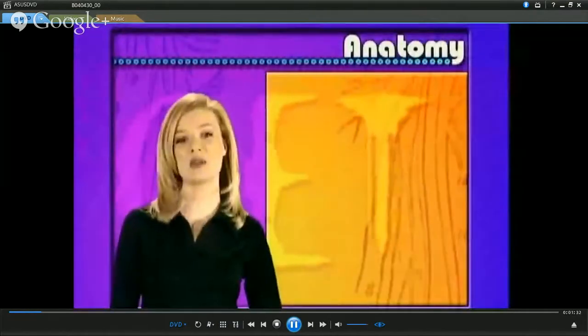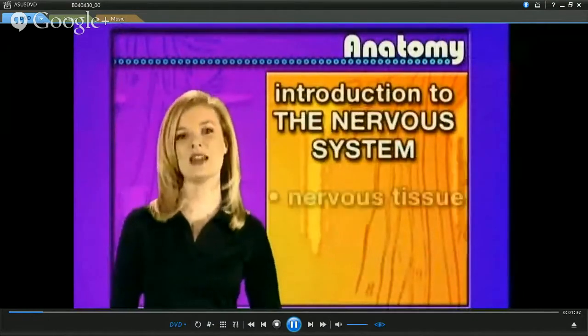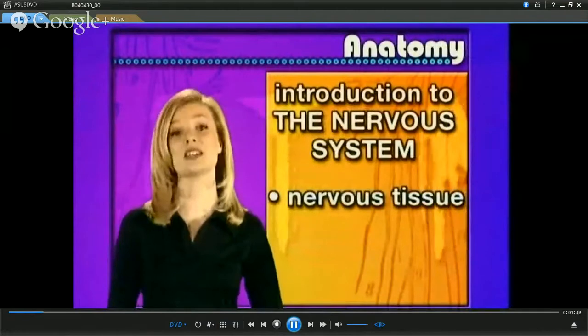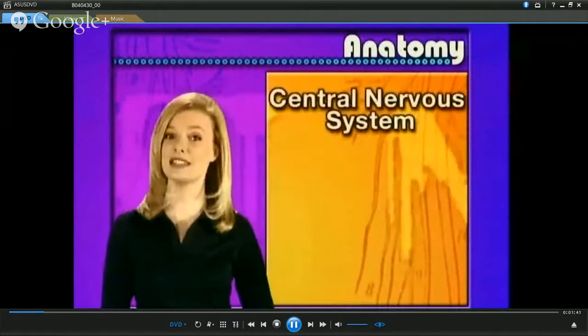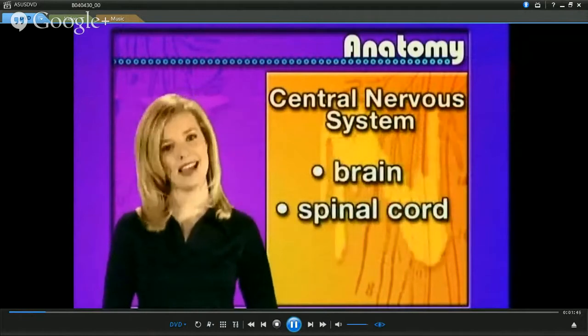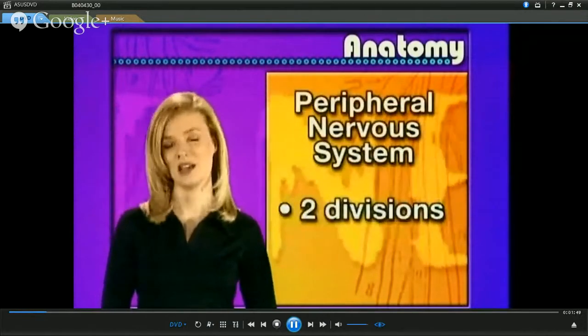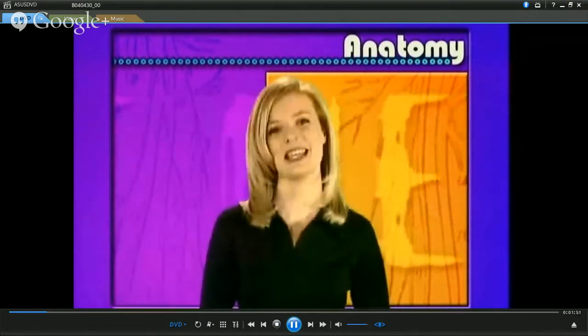Here's the long and short of our program. We'll start out with an introduction to the nervous system and learn about nervous tissue. From there, it's a quick jump over to the central nervous system, where we'll study the structure of your brain and spinal cord. Next, it's on to the peripheral nervous system, which has two main divisions. We've got a lot to cover today, so let's get the ball rolling.